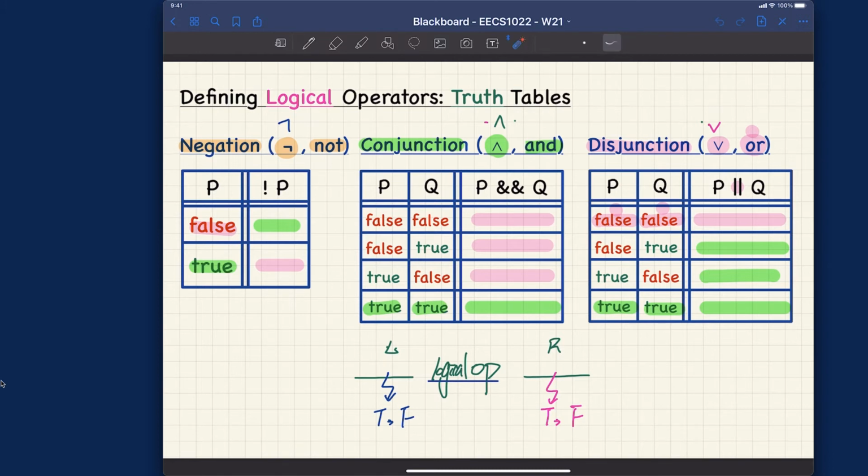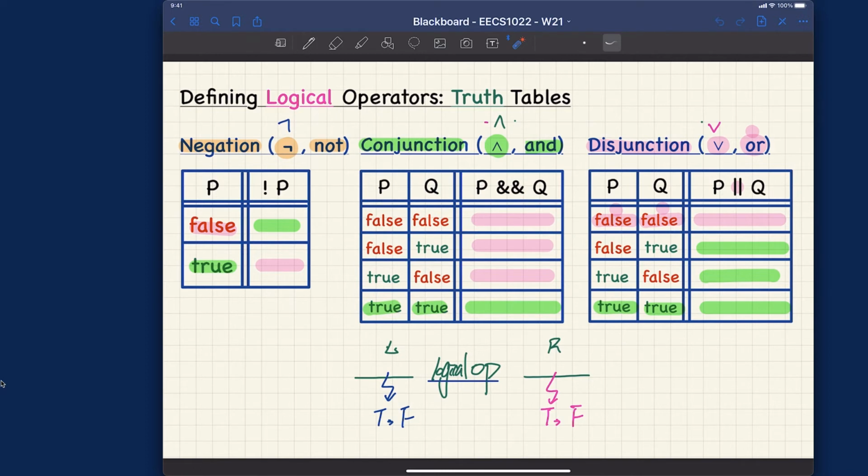Let me just remind you quickly, we got logical negation, we got logical conjunction, and also we got logical disjunction. For logical negation, it's very easy. You simply flip the result, true to false, false to true. For logical conjunction, all you gotta know intuitively is the only way to get a result of a conjunction to be true is when both operands are actually true. Otherwise, it's simply going to be false because either or both of the operands are false.